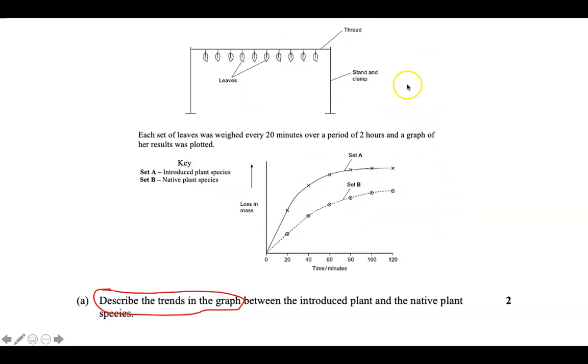You have to remember that the way they set up this experiment was they blasted a hot fan onto these leaves for 2 hours. And the idea of that was to try and dehydrate the leaves as much as possible, but it's not really replicating a natural environment that we'd expect to see even in Australia in our hottest parts of summer. So describe the trend in the graph. You needed to read that and just describe the trend. Don't try and explain it. Don't try and tell us why set A loses more mass than set B. Just describe the way that that graph looks.